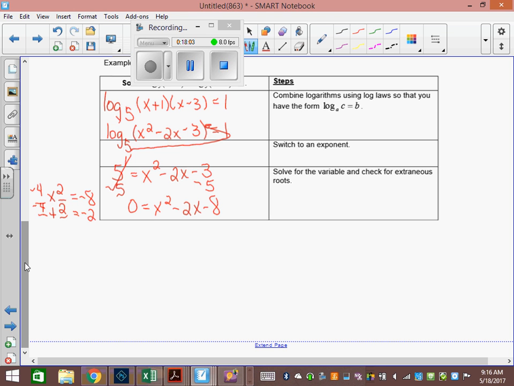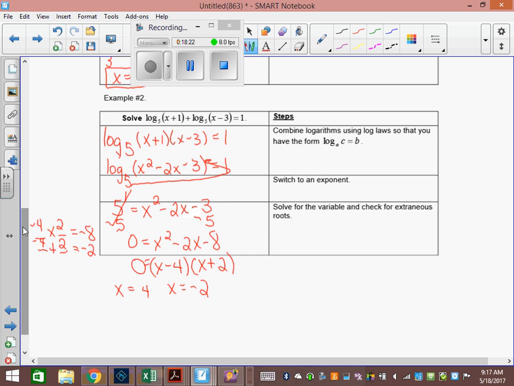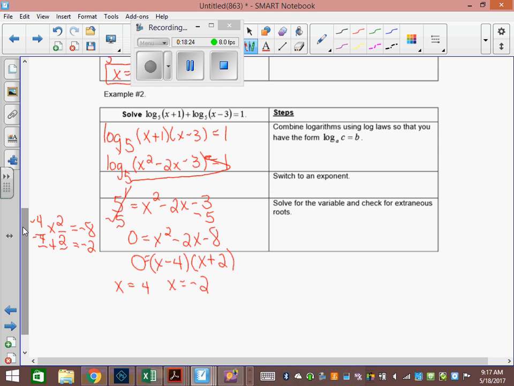So 0 equals x minus 4, x plus 2. And then we solve them out. So x equals 4 and x equals -2. What do I have to remember to do? Check them. So I go back to my original and I fill it in beside my log.